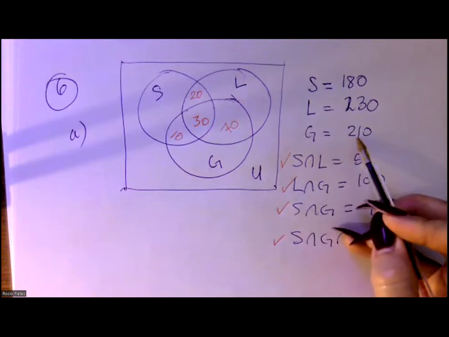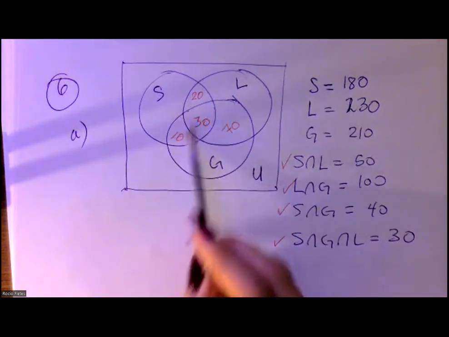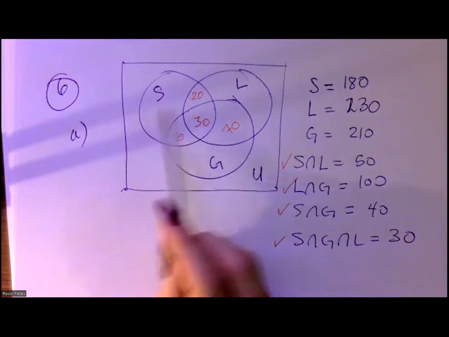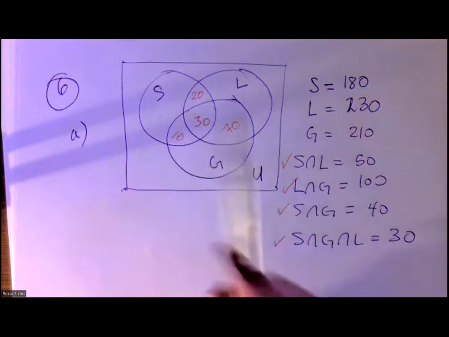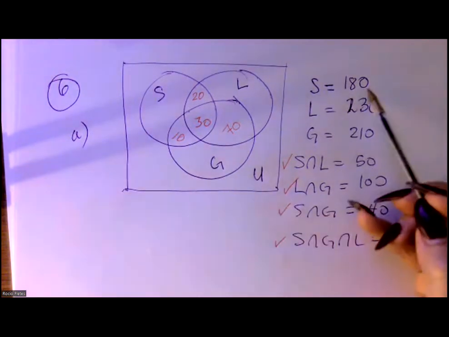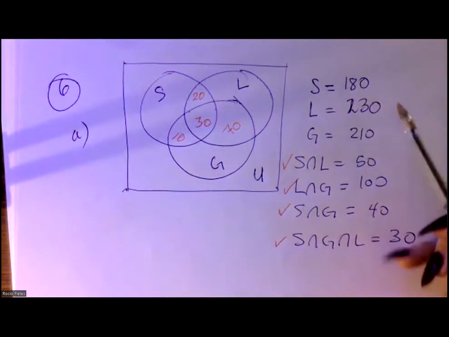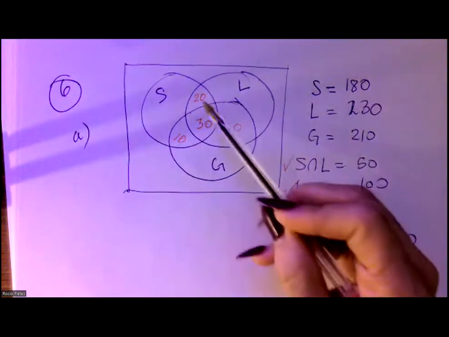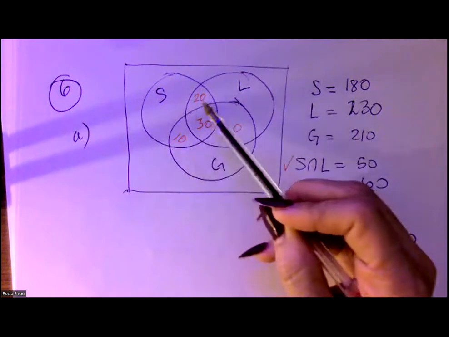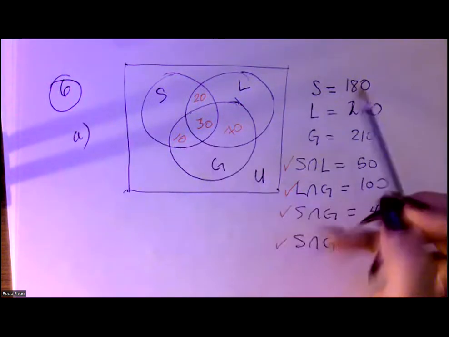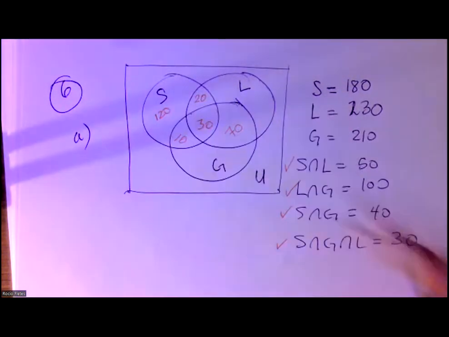Now G is 210, but you need to account for the ones that are already here, right? So then it's going to be 210 minus 20, 30, and 10, and that is going to give us, so for S, sorry, S is 180. I was looking at the wrong set. S equals 180. So it's 180 minus 20, 30, and 10. So it's 20 and 30, that's 50. And then 10 is 60. So 180 minus 60 is 120.